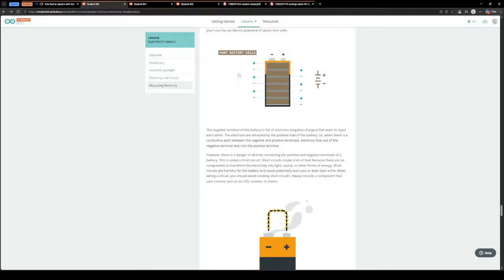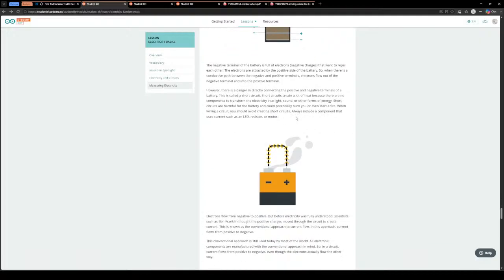However, there is a danger in directly connecting the positive and negative terminals of a battery. This is called a short circuit. Short circuits create a lot of heat because there are no components to transform the electricity into light, sound, or other forms of energy. Short circuits are harmful for the battery and could potentially burn you or even start a fire. When wiring a circuit, you should avoid creating short circuits. Always include a component that uses current such as an LED, resistor, or motor.